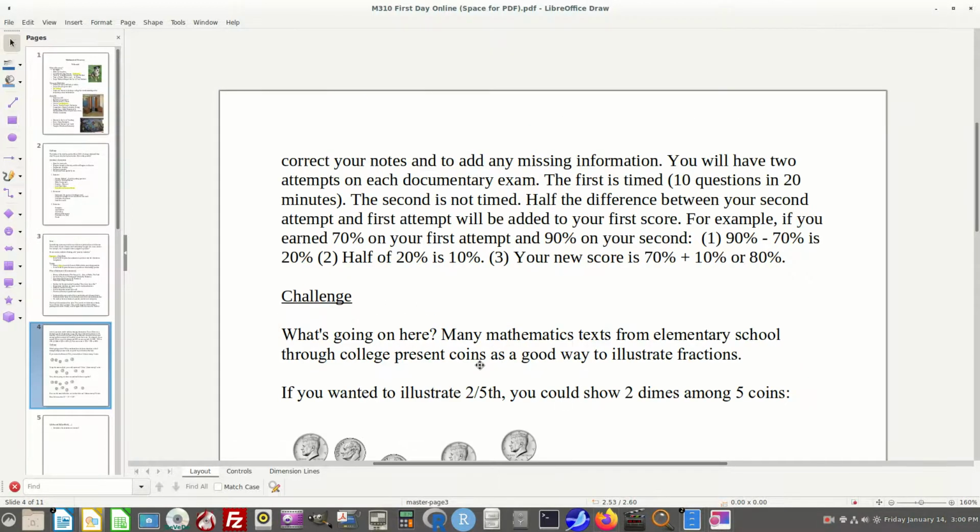So to correct your notes and add any missing information, you'll have 2 attempts on each documentary exam. The first is timed. That will give you 10 questions in 20 minutes. The second is not timed. Of course, both have deadlines.